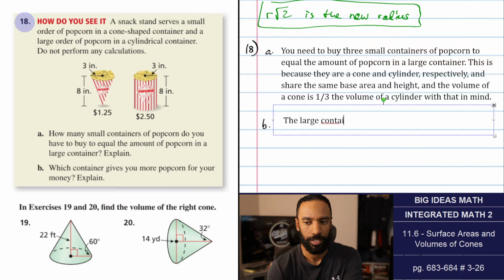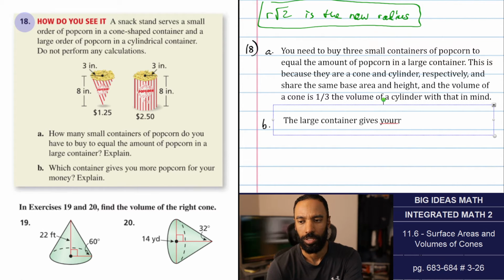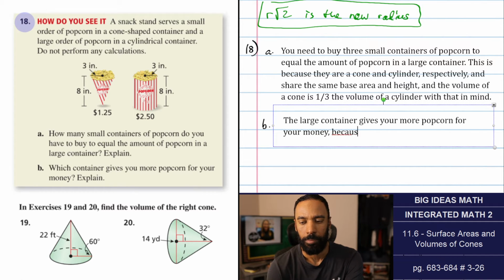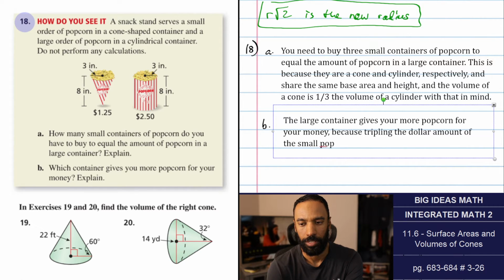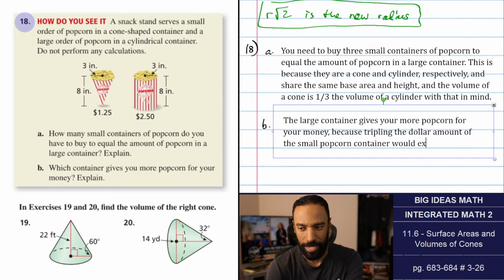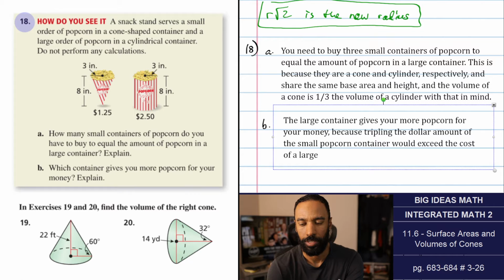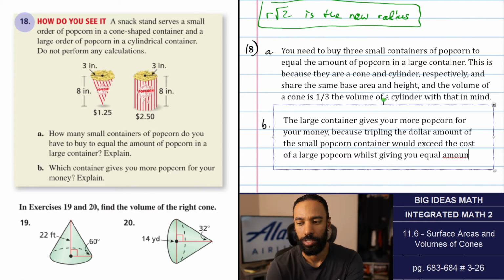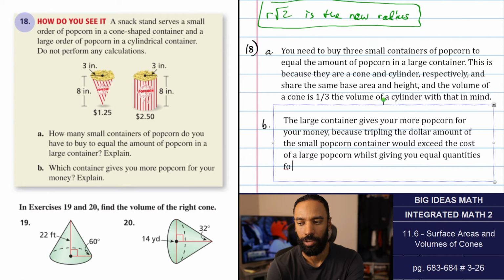The large container gives you more popcorn for your money because tripling the dollar amount of the small popcorn container would exceed the cost of a large popcorn, whilst giving you equal quantities of food.